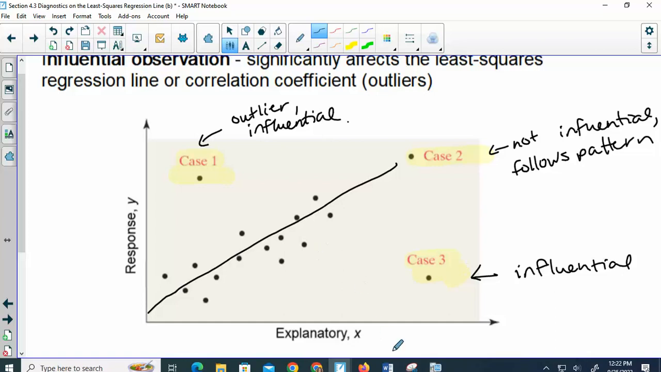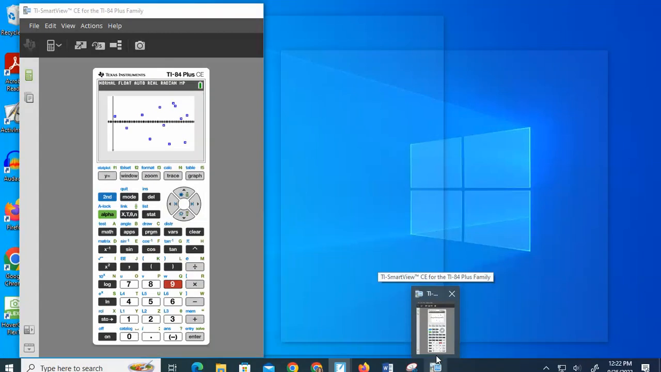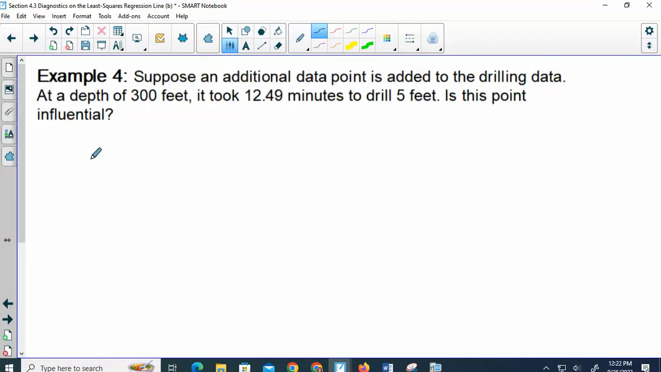All right. Real quick, if you go to your drilling data that we have entered, let's write down our regression line right now. So your current regression line is what? What do you have for A? Okay, X plus B is 5.5.